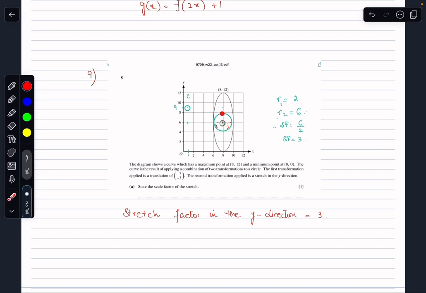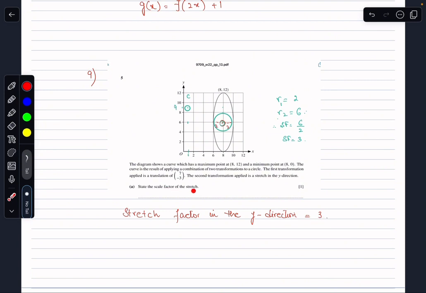Therefore, now it has elongated by 6 units. So, R2 has become 6 units. So, what is going to be the scale factor? Just divide the transformed distance from the center by the initial distance. So, that's 6 divided by 2, and we can say that it's a scale factor of 3. So, we can say here that the stretch factor in the y direction is equal to 3.